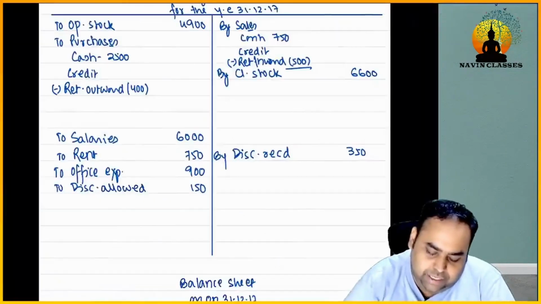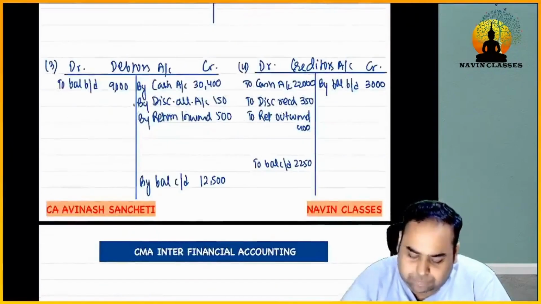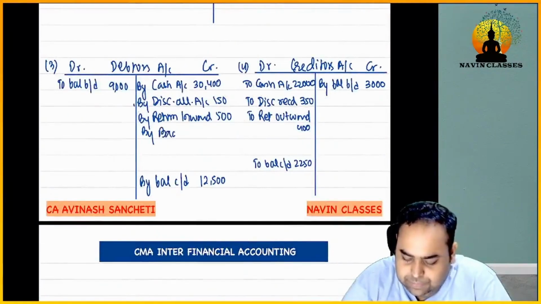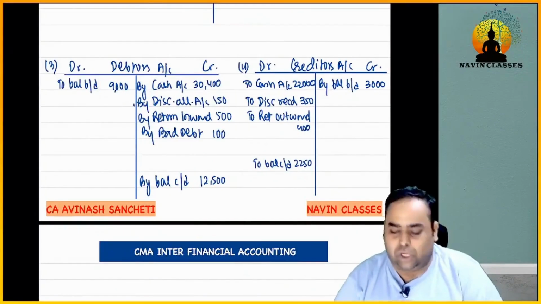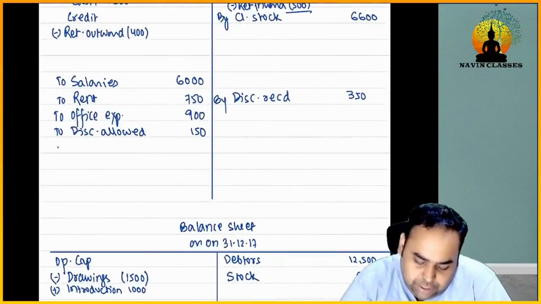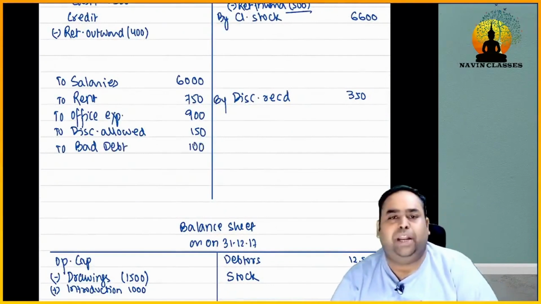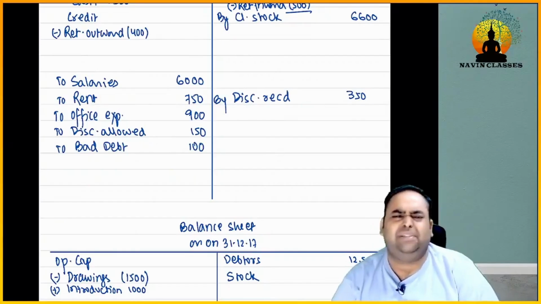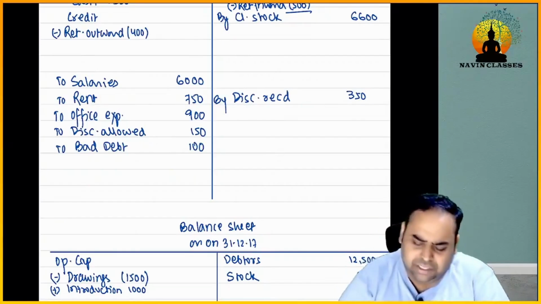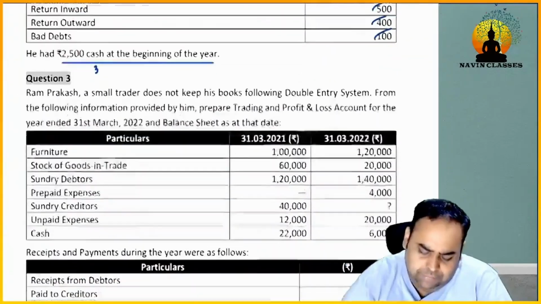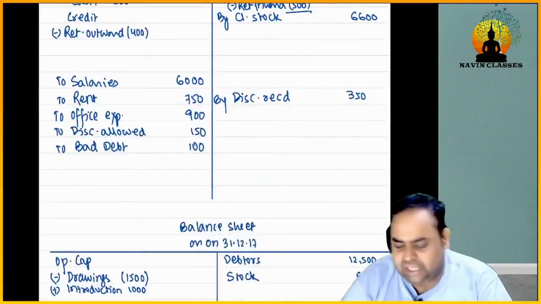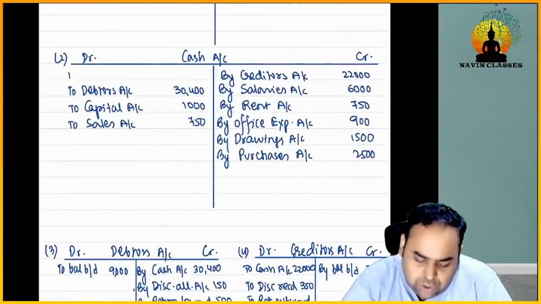100 rupees of bad debt first to debtor account. By bad debt 100 rupees. This bad debt, it is a loss. Write in PL. To bad debt 100 rupees. To bad debt 100. You can easily do this without any hurry, students. Take your time in doing this. Opening cash balance 2500 in cash account. To balance BD.